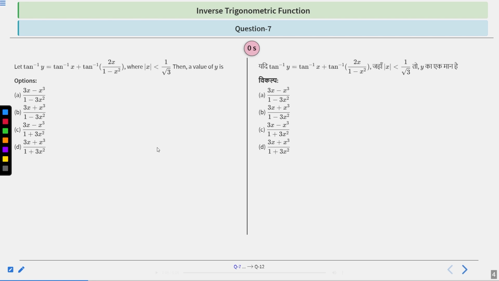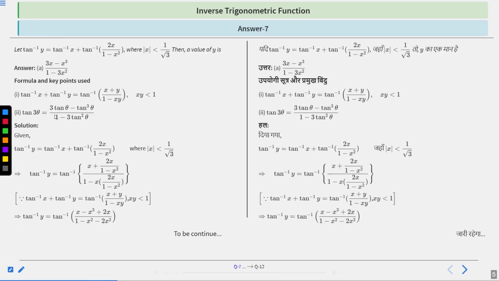Okay, let's move to the solution part. Now, the formulas and key points we will use in this lecture are: first, tan inverse x plus tan inverse y is equal to tan inverse x plus y upon 1 minus xy, where x into y is less than 1. Second is tan 3 theta is equal to 3 tan theta minus tan cube theta upon 1 minus 3 tan square theta.